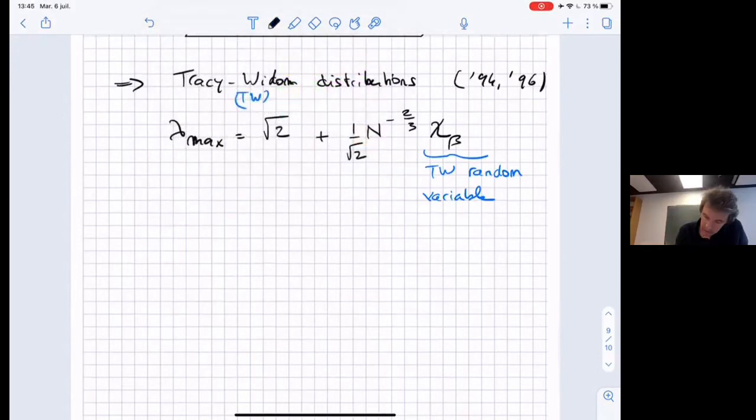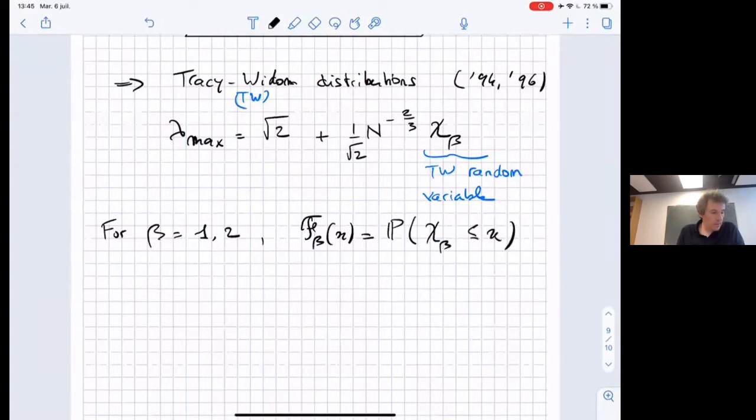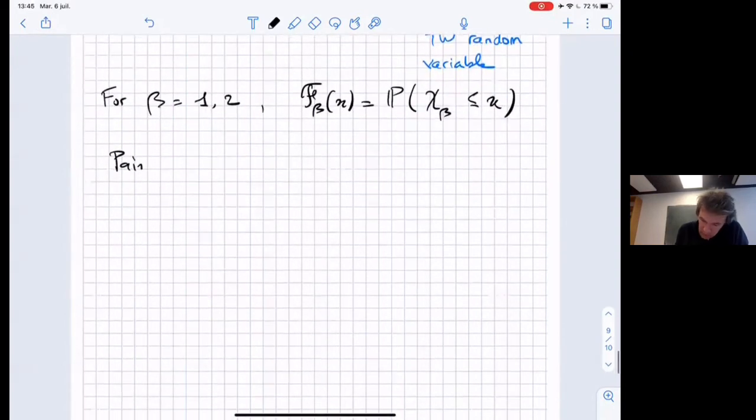I just want to be a little bit more precise here. So it turns out that for beta equals 1 and 2, which corresponds to GOE and GUE, and there is also beta equals 4 for GSE, the symplectic ensemble, I will not comment too much on that. Let me define F beta of x, which is the probability, so this is the cumulative distribution of this chi beta. Now it turns out that this distribution can be explicitly written in terms of the solution of some Painlevé equation. I will not give a course on Painlevé function, I would be, by the way, probably incapable of that.